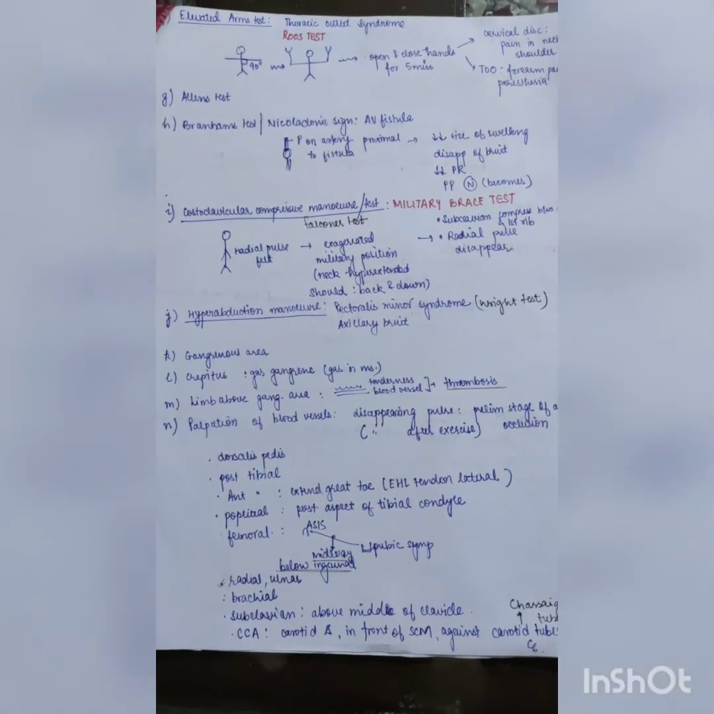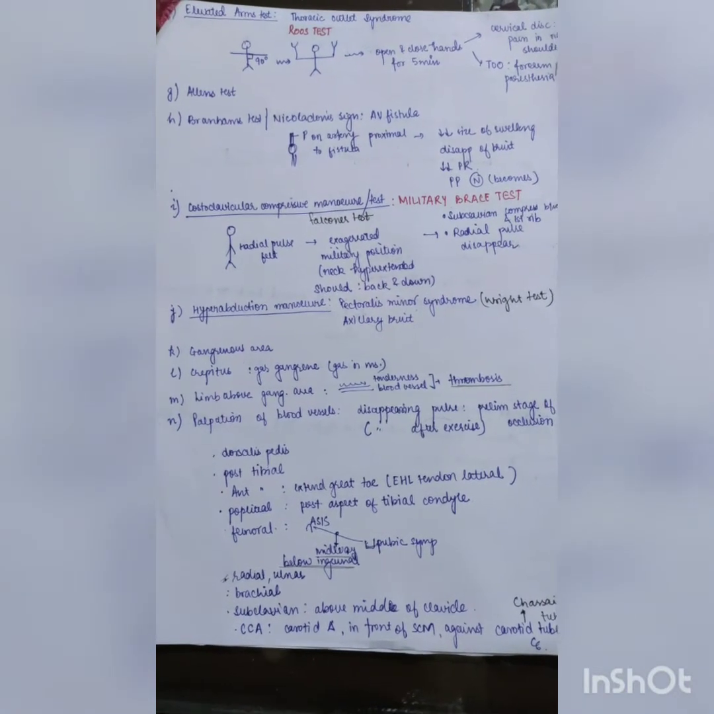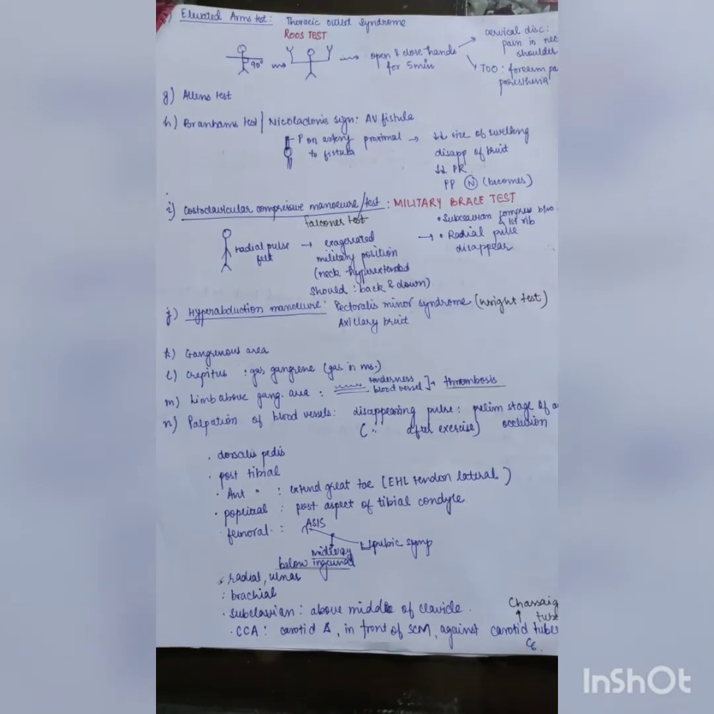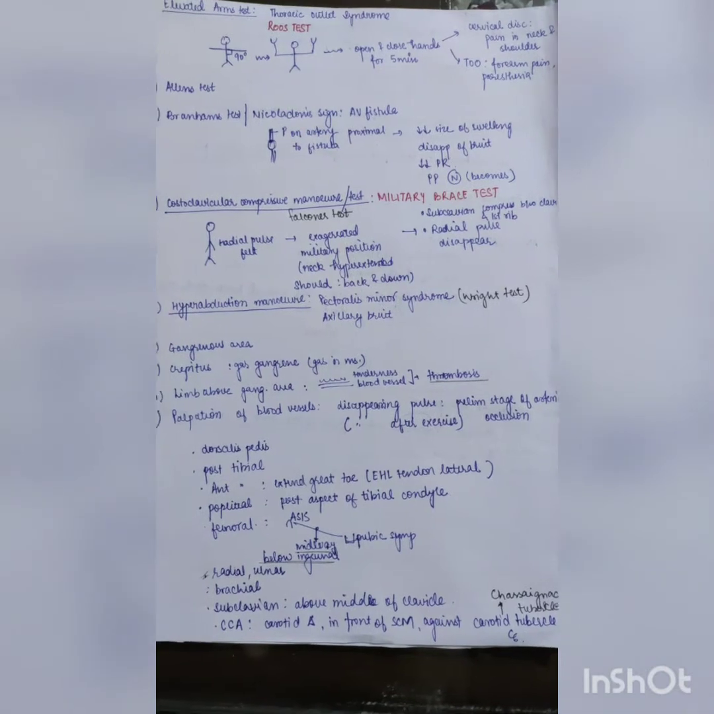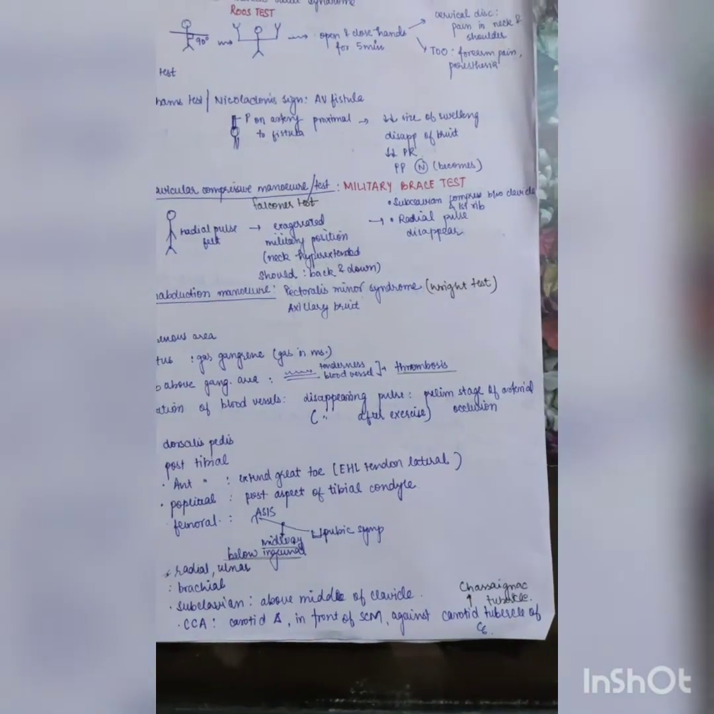Other test is the elevated arms test or the Roos test. We do the Allen's test. Then for AV fistulas, we have Branham's test. Then military brace test. The other test is hyperabduction maneuver. After these tests, we look for any gangrenous areas, crepitus, limb above gangrenous areas, and palpation of blood vessels.